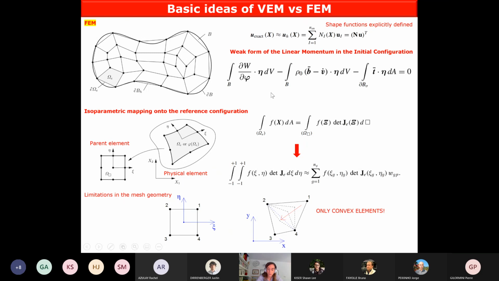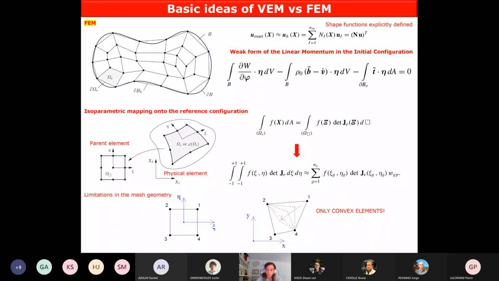Each material point of the domain. As you well know, this approximation is plugged into the weak form of the linear momentum, in this case in the initial configuration. Here the divergence theorem has already been exploited, and eta is a virtual variation. And after standard algebraic manipulation, it is possible to construct the stiffness matrix, the residual vector, and to solve for the nodal displacements.